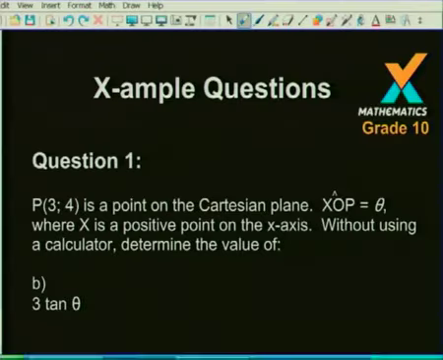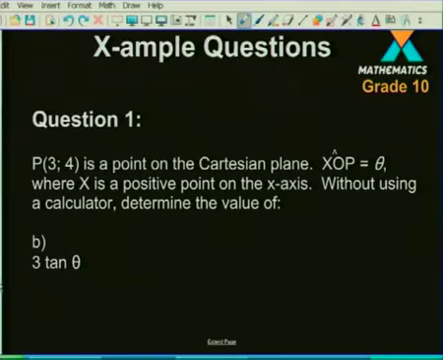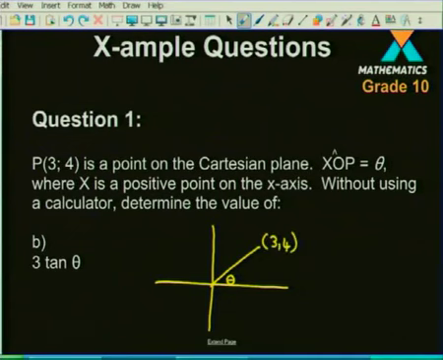Right, so let's see what the next question brings. It's still continuing on this previous one. It says there's still same coordinates. So I'm just going to quickly jot it down. There's my theta. There's my coordinates 3, 4. And my radius worked out to be 5. Okay, now they want me to find 3 tan theta.